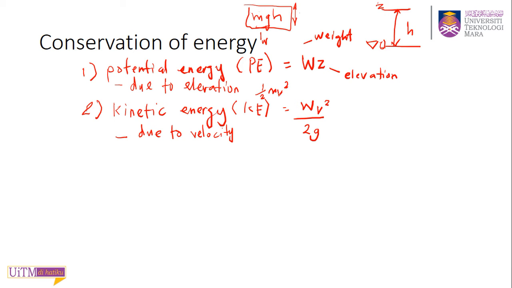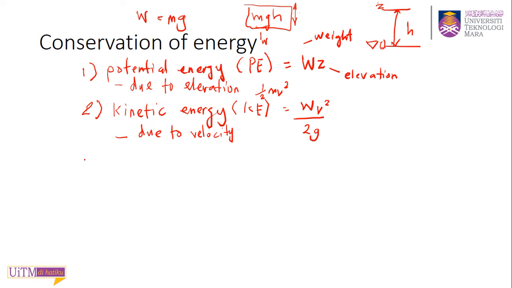So before this you use m. In this chapter you use W over G, kan? Sama lah, W is equal to mg. So m is equal to W divided by G. So that's why you get this equation, W V squared over 2G. It's just the same thing. You have done it before in secondary school, half mv squared. But in this chapter you use half W V squared over G. Sama je, tak ada apa-apa yang lain pun. It's not a new term. So this is due to velocity.